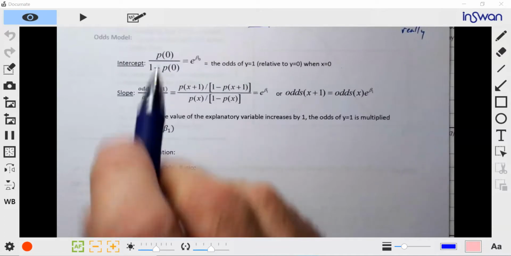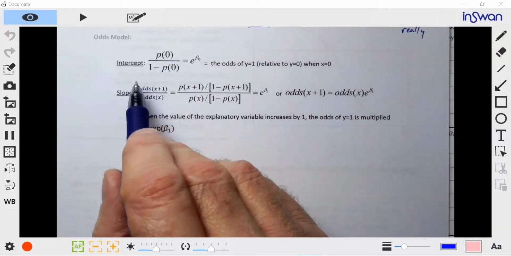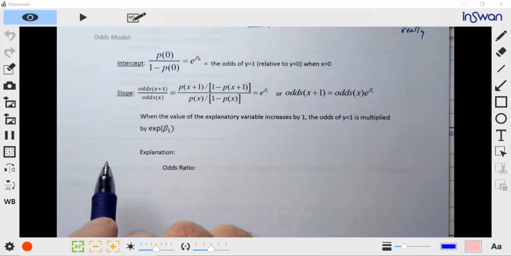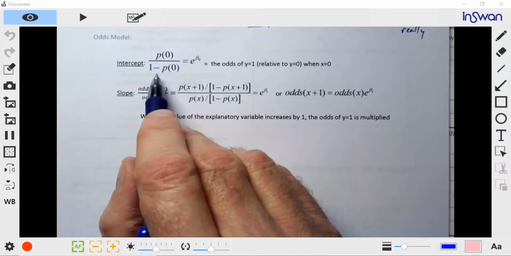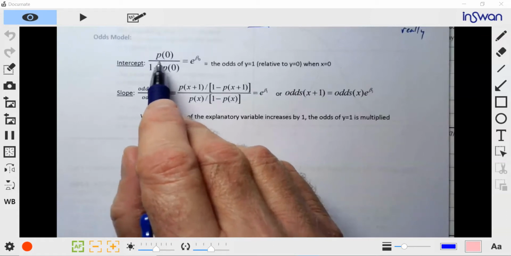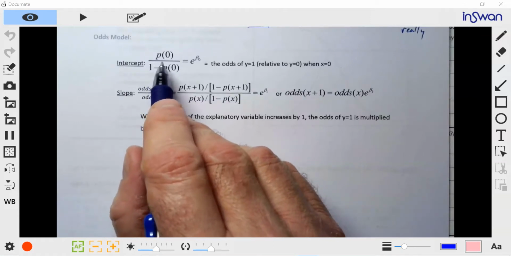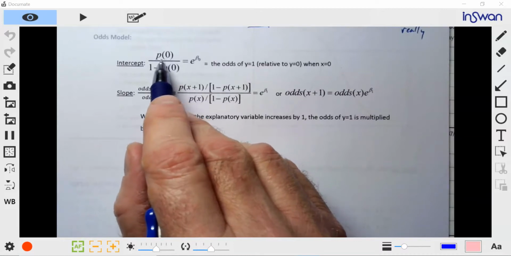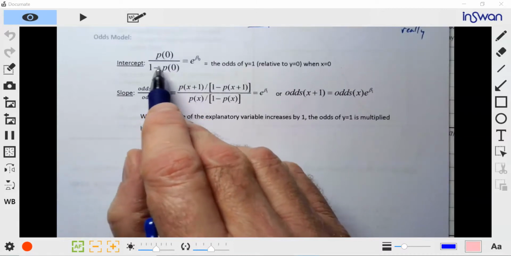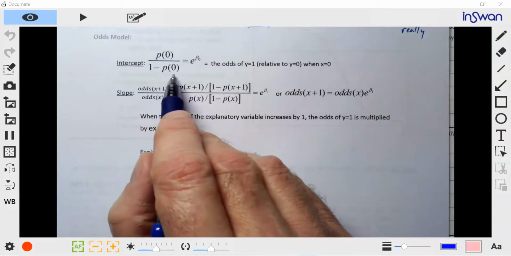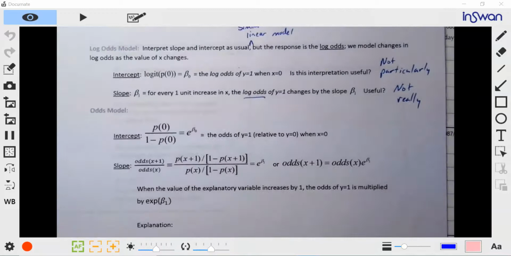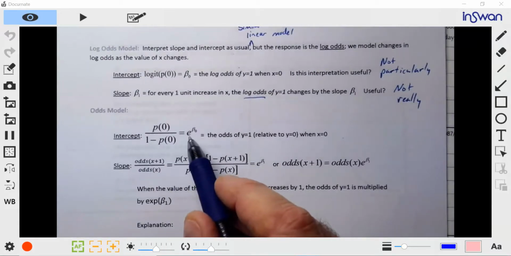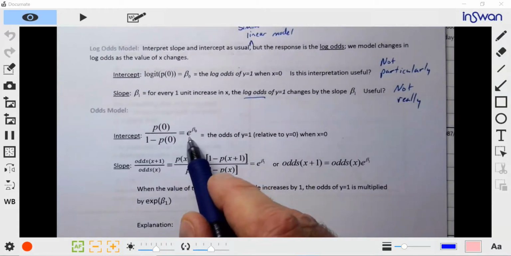So remember, the odds is always p over 1 minus p. And so if we want to interpret the intercept, that is when x is equal to 0, so that'd be p of 0. So the odds would be p of 0 over 1 minus p of 0. And remember that we can get to the odds by exponentiating your linear function. We showed that on the last page.